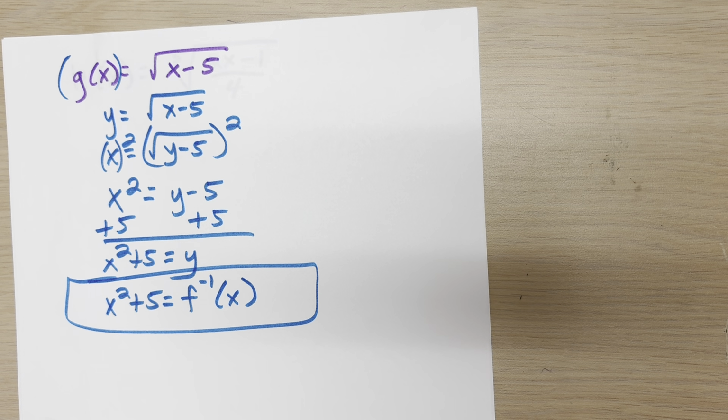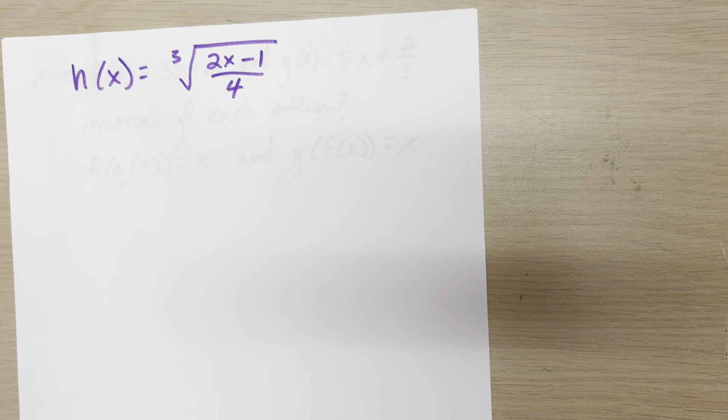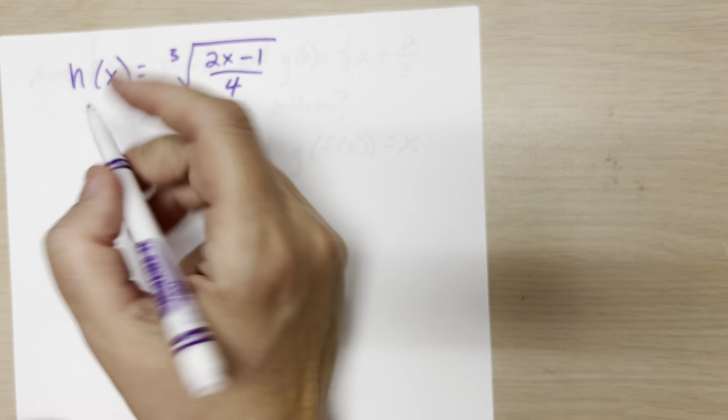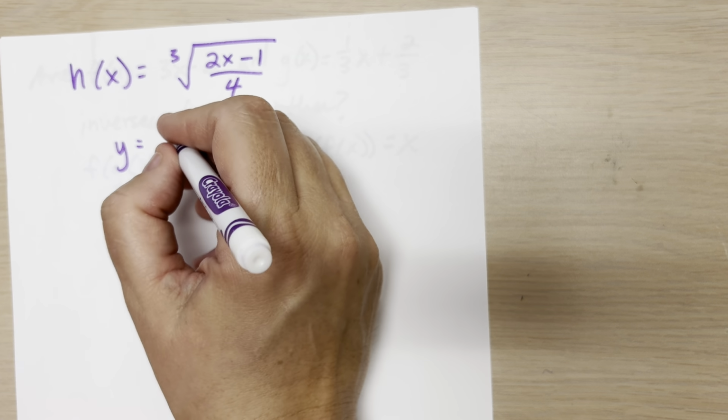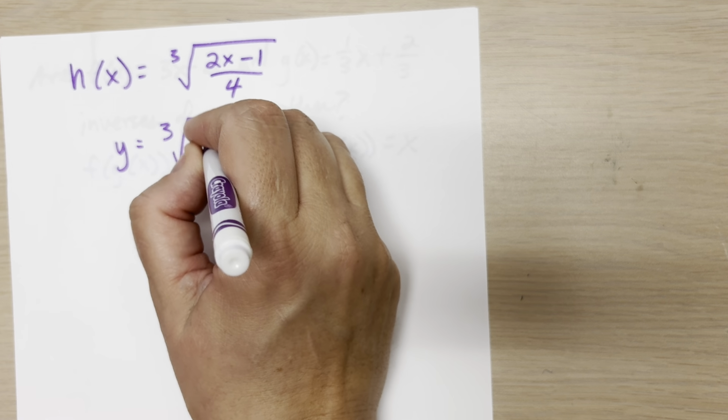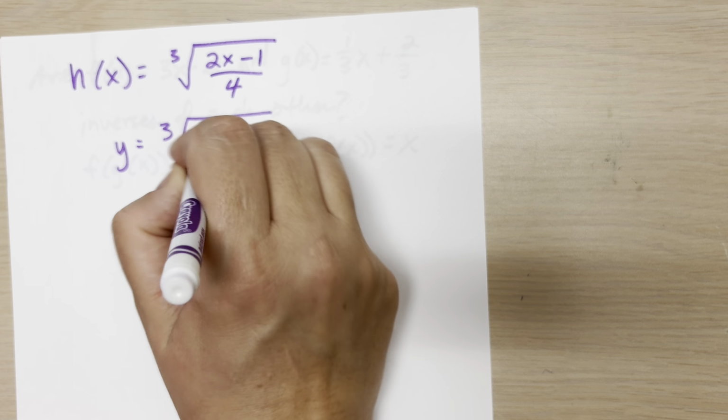Ta-da! Wasn't that fun? I kind of like these. Okay. Next, we're going to look at a cube root. So again, we're going to go ahead and replace the h of x this time with y. And we have the cube root then of (2x minus 1) over 4.